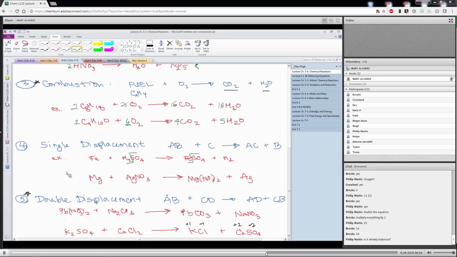I have one iron atom on the left and one iron atom on the right, pardon. I have 2 hydrogen atoms on the left and I have 2 hydrogen atoms on the right. And I have 1 sulfur atom on the left, 1 sulfur atom on the right, 4 oxygen atoms on the left, 4 oxygen atoms on the right. Everybody agree that looks completely balanced? That was easy. Sometimes it is. That's not always easy, but sometimes it is.